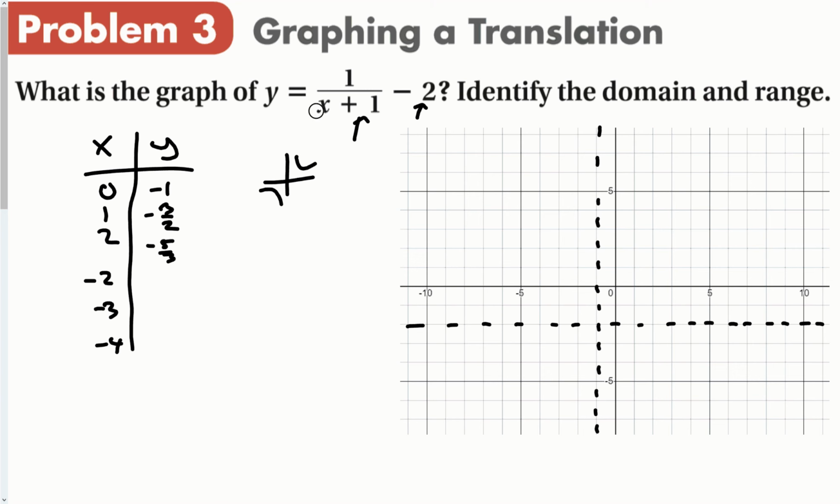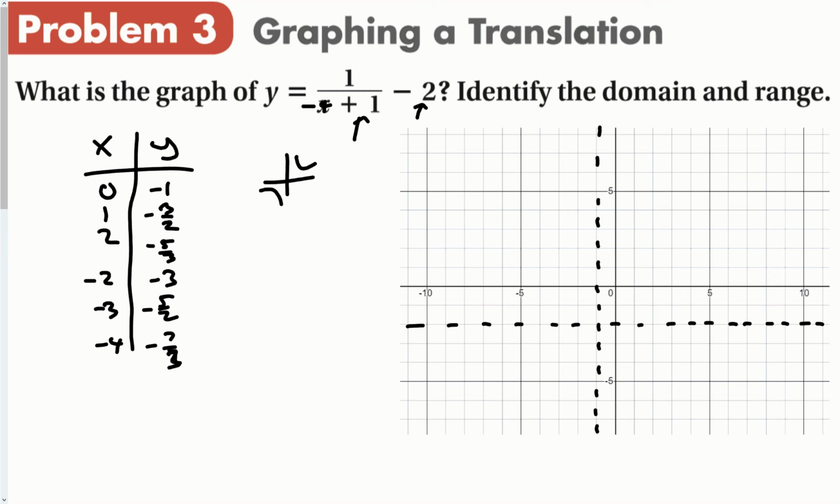All right, so let's plug in some of the negative numbers. Negative 2 plus 1 is negative 1, minus 2 is negative 3. If I plug in a negative 3 here, that's negative 1/2 minus 2, which is negative 2.5. And finally, if I plug in a negative 4 there, that's negative 1/3 minus 2, which gives me negative 7 over 3, negative 2 1/3.